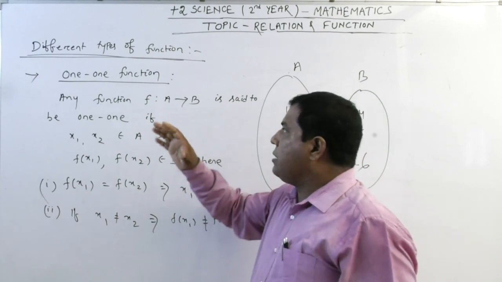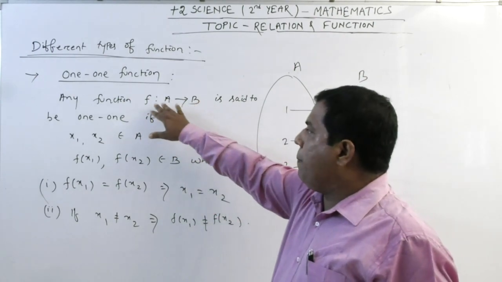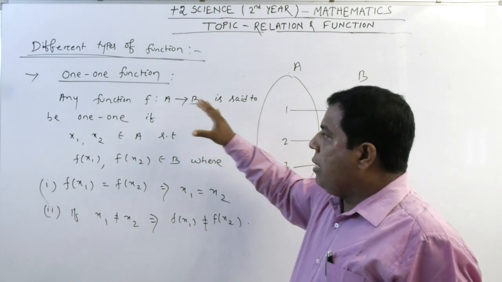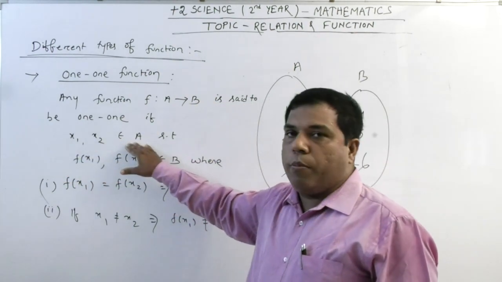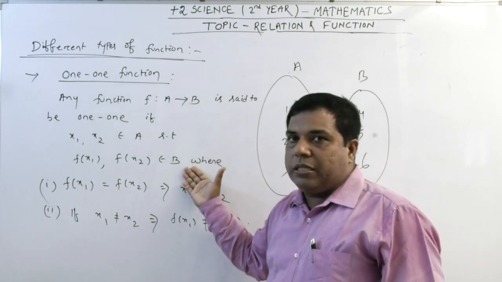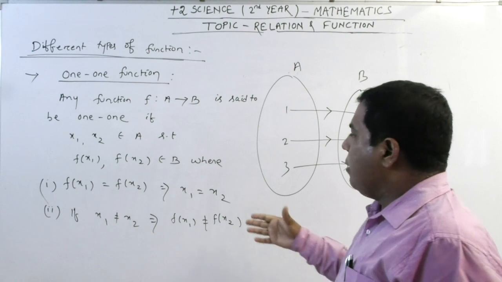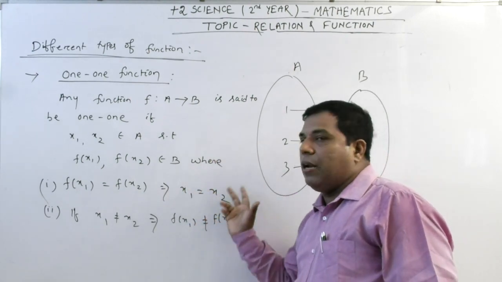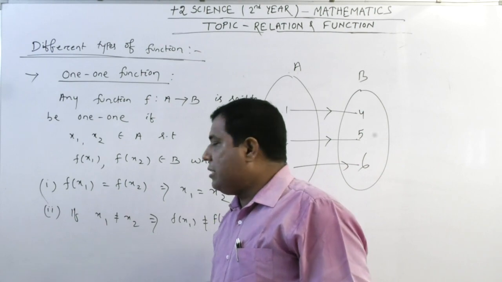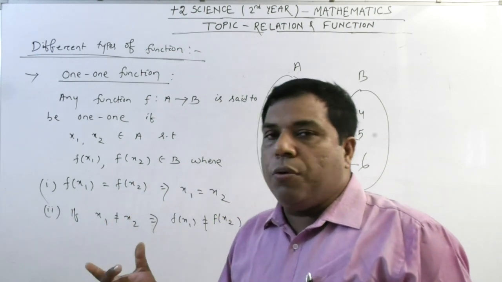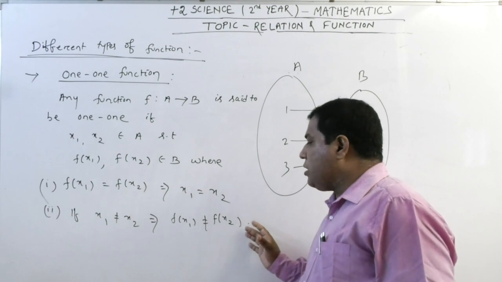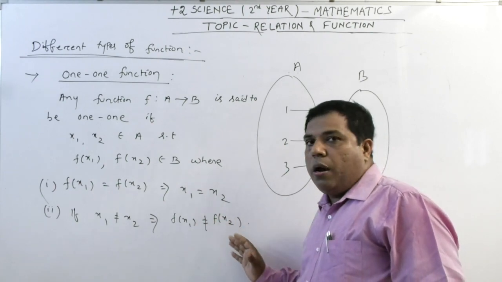The rule says, if f is a function defined from A to B, it is said to be one-one if the elements belonging to the domain set have images in the codomain set, and if the images are equal, then the original elements are also equal. Or, if the domain elements are different from each other, distinct from each other, then their images are also distinct, also different from each other.